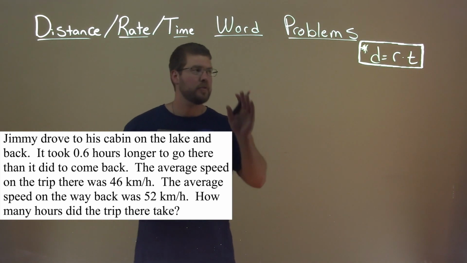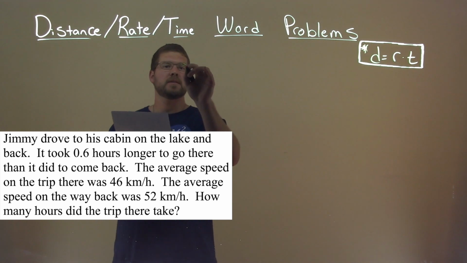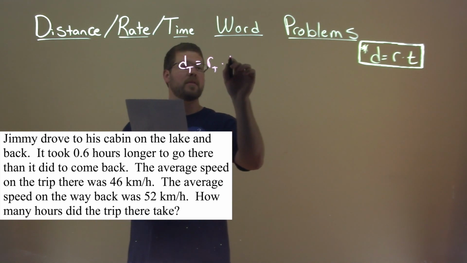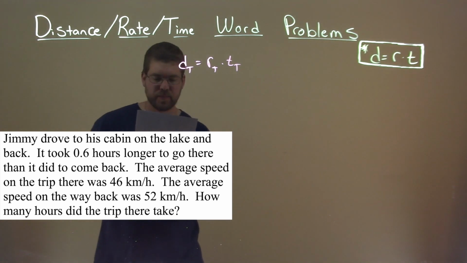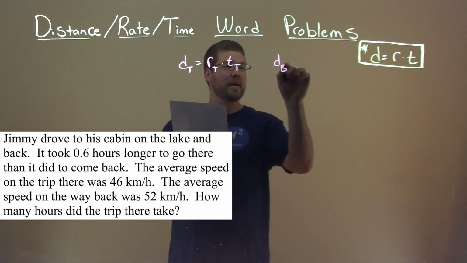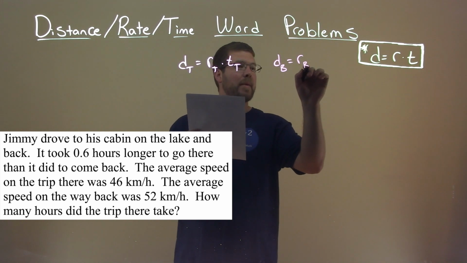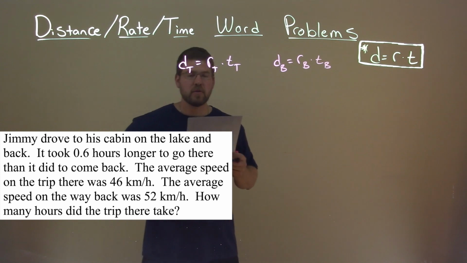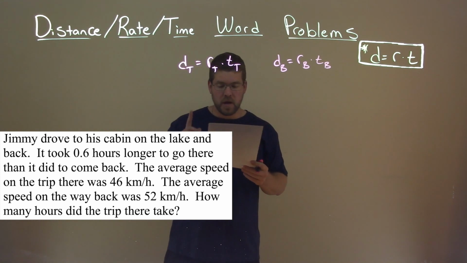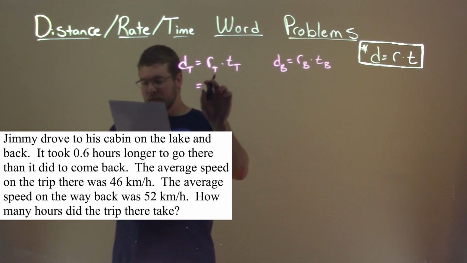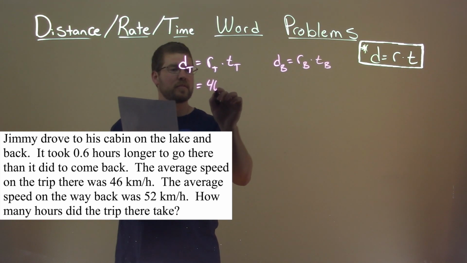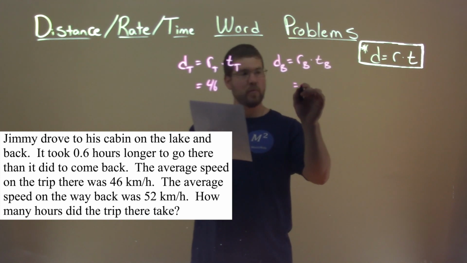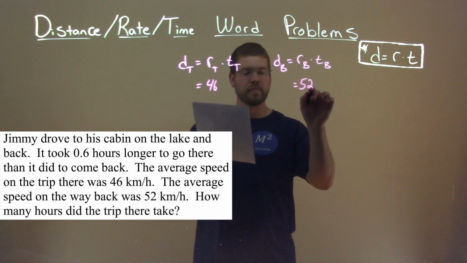So let's break it down to two equations. Distance there is equal to the rate there times the time there. The distance back is equal to the rate back times the time back. And so let's plug in what we know. They tell us here that the average speed there was 46 kilometers per hour, and the average speed on the way back was 52 kilometers per hour.